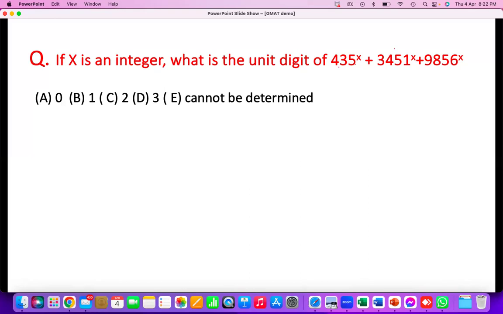And hope you understand what is integer. I also think E is the answer. E is the answer. Okay. Indrani, what is your answer?